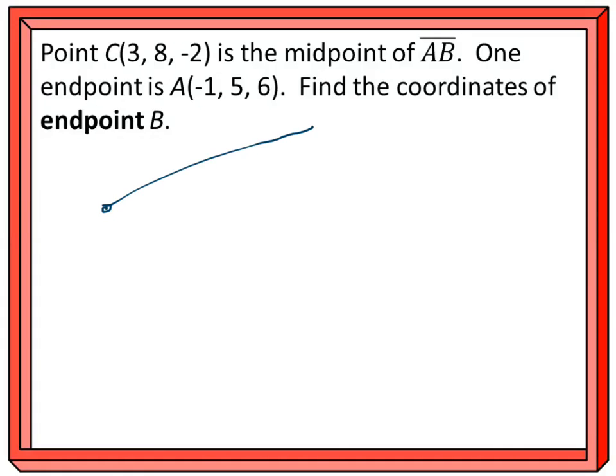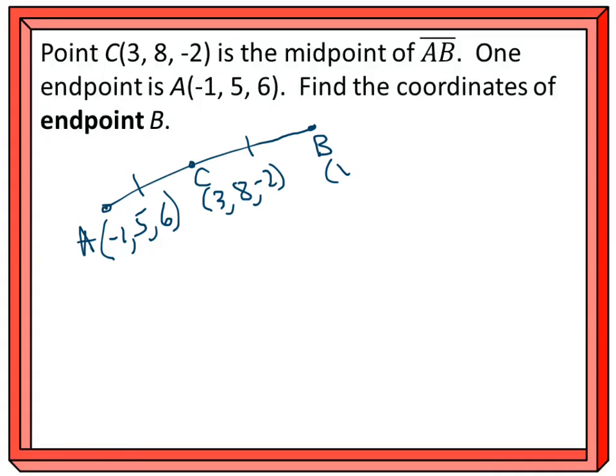So let me just sketch a picture here, and we know that A is at negative 1, 5, 6, and the midpoint is C. And its coordinates are 3, 8, negative 2, and we want to find the coordinates of B. So it's not finding the midpoint, it's working backwards from one of the endpoints and the midpoint to find the other endpoint. Okay, so there's a couple of ways to tackle this.